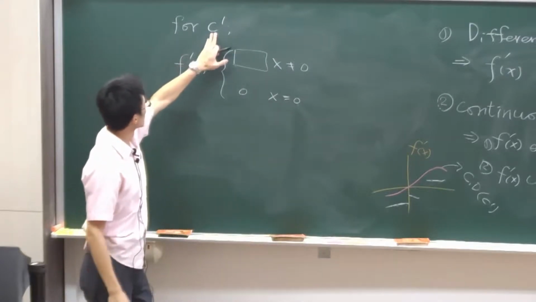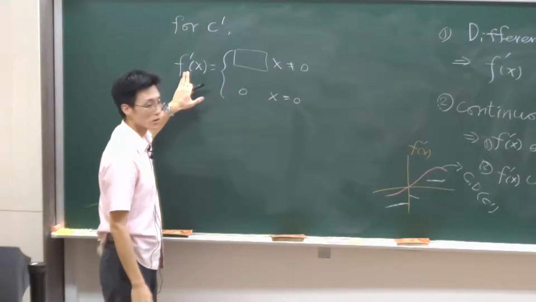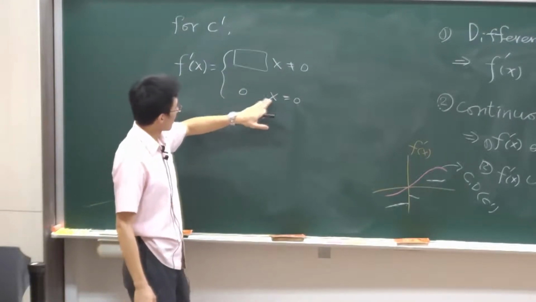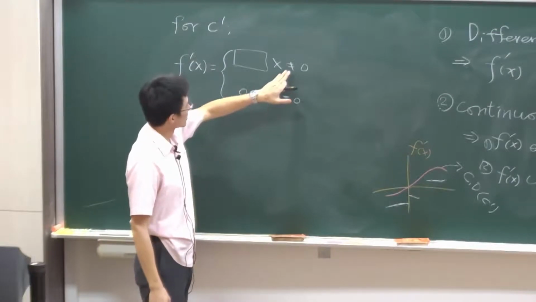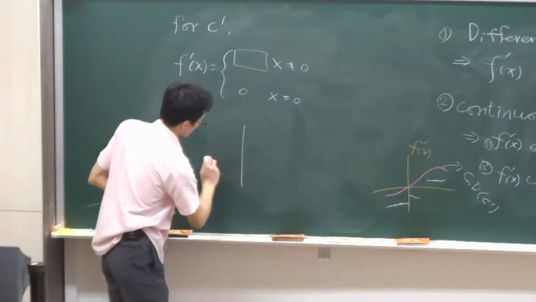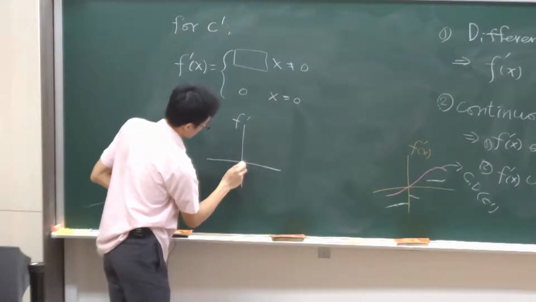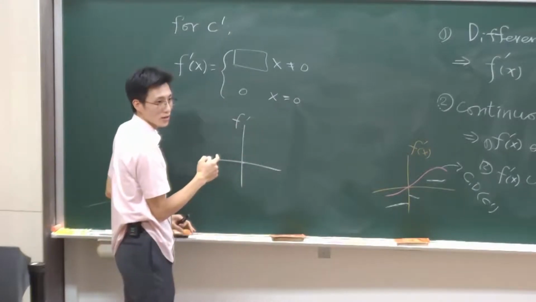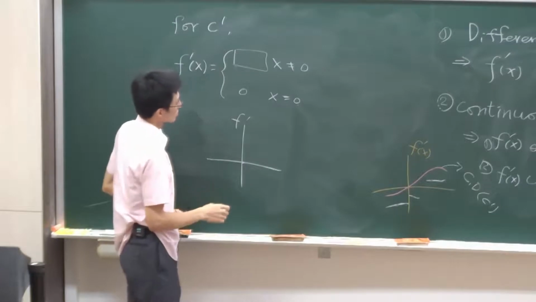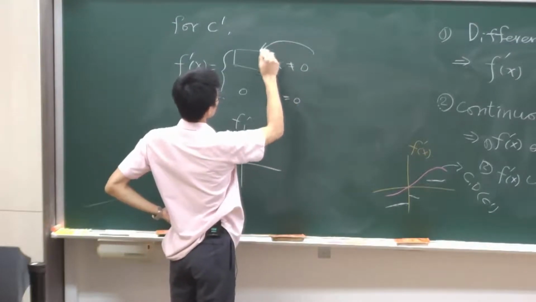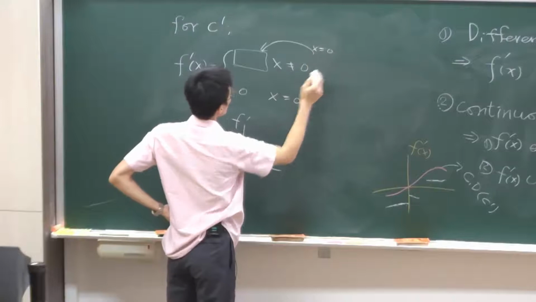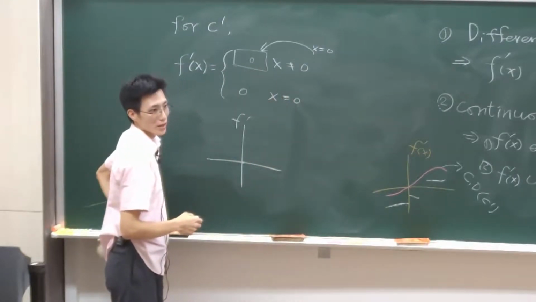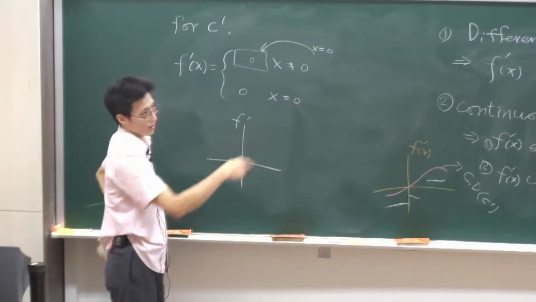For C1, for continually differentiable, the derivative of this function has to be continuous. That means it's 0 at 0, but when it's not 0 at 0, there should be no jump for the f prime, right? F prime cannot jump. So if you substitute 0 to here, you should get 0, right? But when you substitute 0 to there, it's not 0.